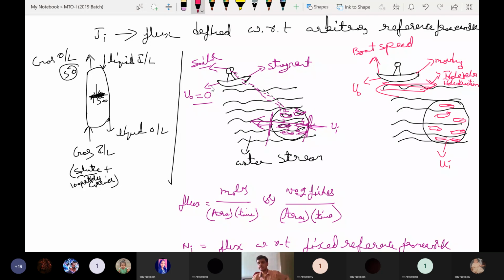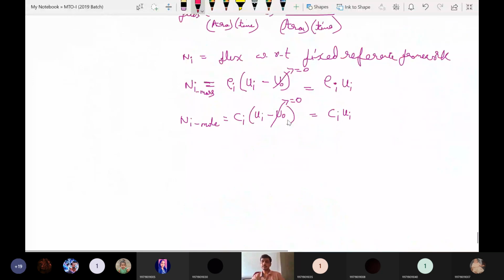For example, the boat can move in this direction or that direction, in x, y, z direction, any direction. So all these parameters come into existence whenever your boat is moving. Under such conditions, whatever the flux of those fishes is defined is nothing but Ji. So Ji is equal to the flux with respect to arbitrary coordinates.